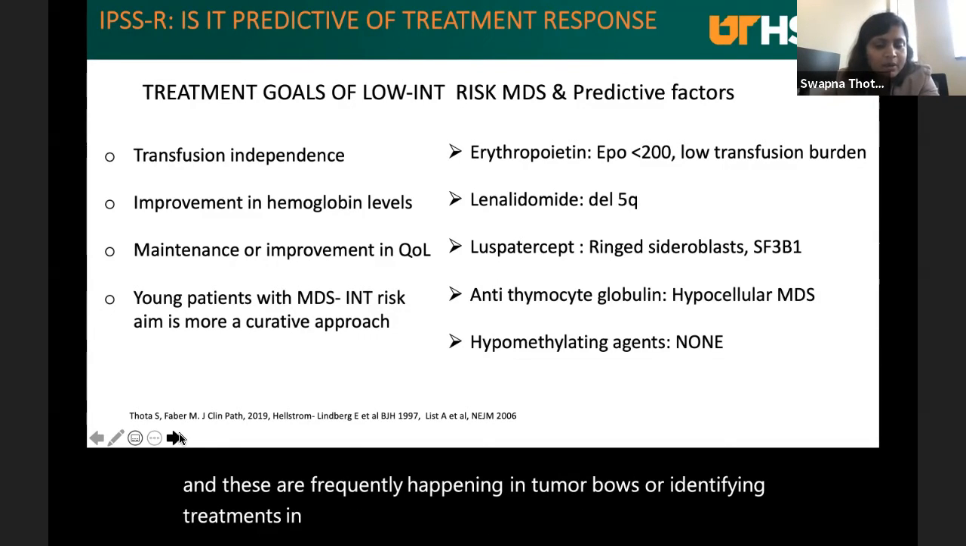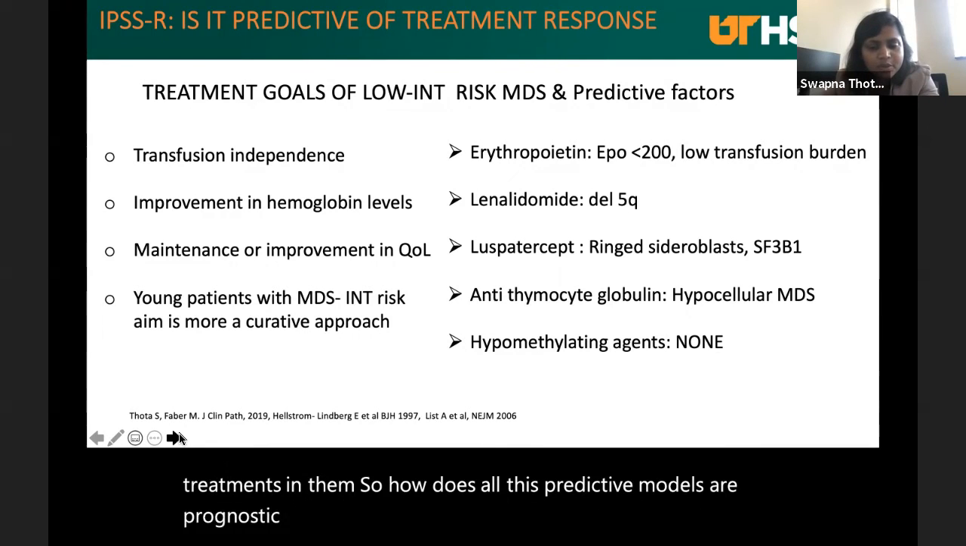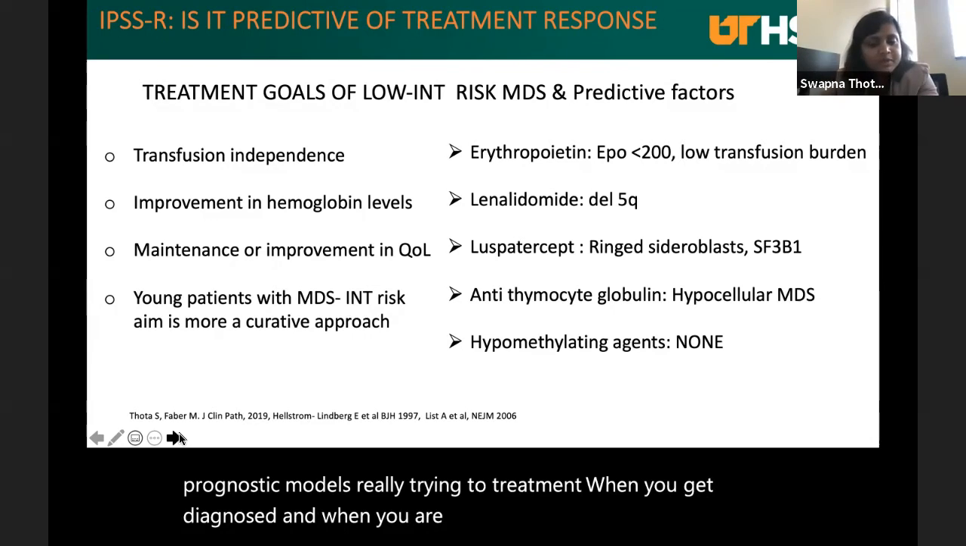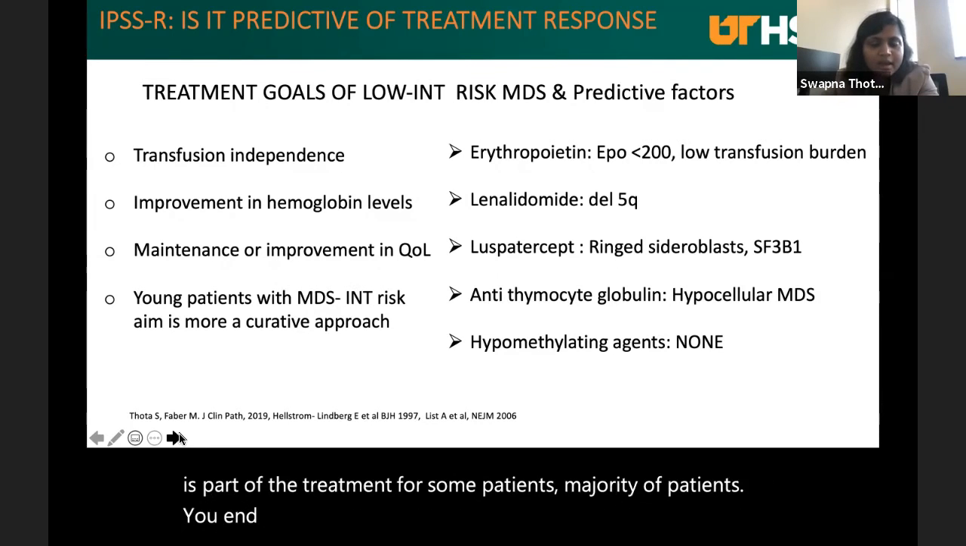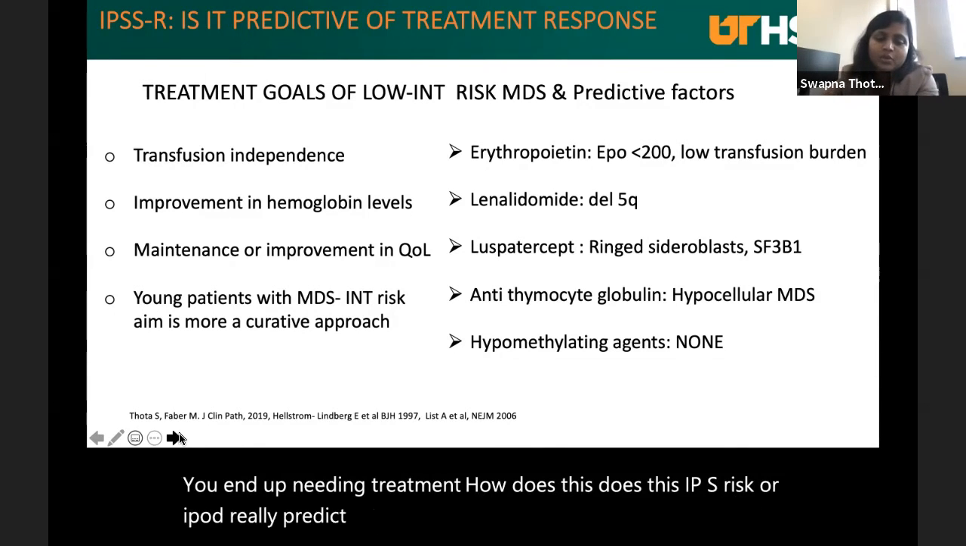So how do all these predictive models or prognostic models really tie into treatment when you get diagnosed and when you are symptomatic? Although observation is part of the treatment for some patients, the majority of patients do end up needing treatment. How does this IPSS risk really predict any response to treatment? So let's go over those details.